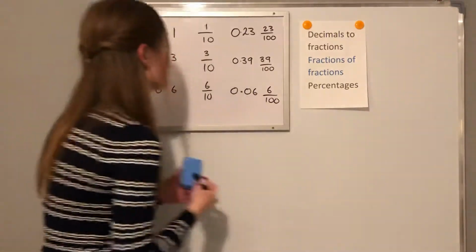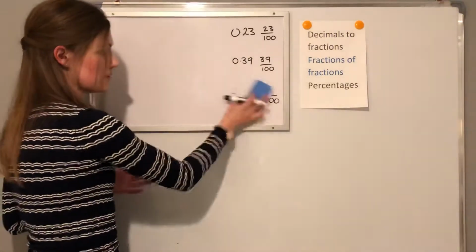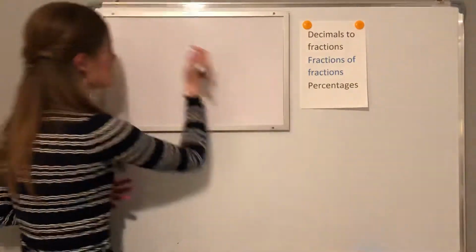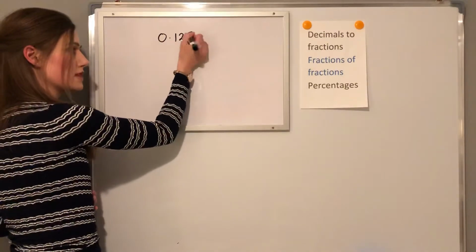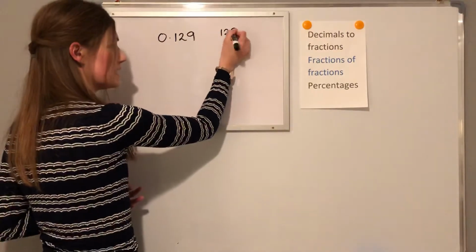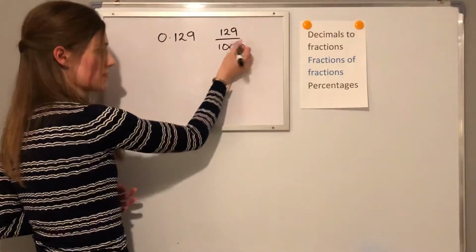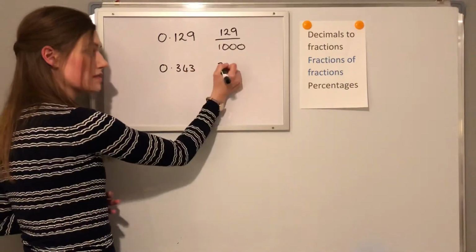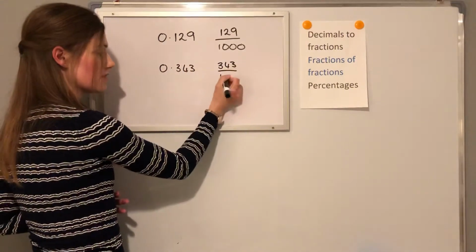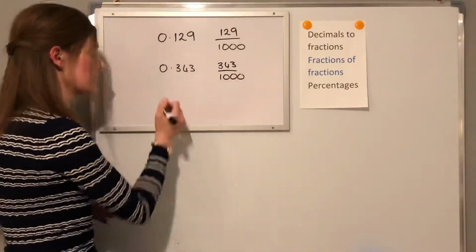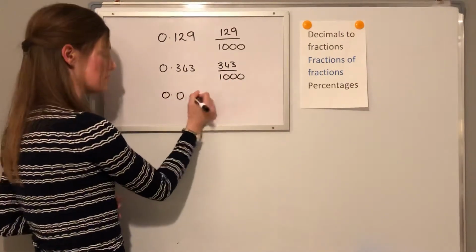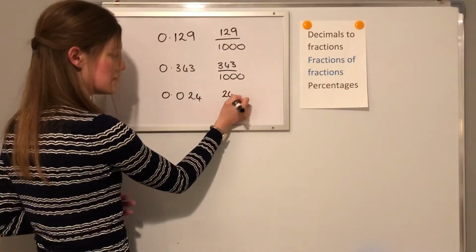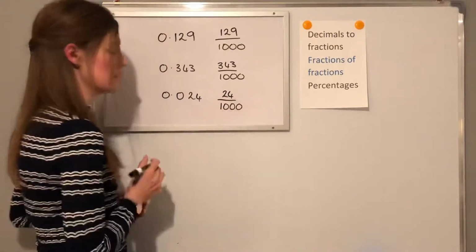Okay, so if you had three numbers after the decimal, try and think what that might be out of. Okay, so three numbers after the decimal, 0.129 is going to be 129 over 1,000. Again, if you had 0.343, that's going to be 343 over 1,000. Again, it gets a little bit harder if you had 0.024. Because there are still three numbers, it's going to be 24 over 1,000.